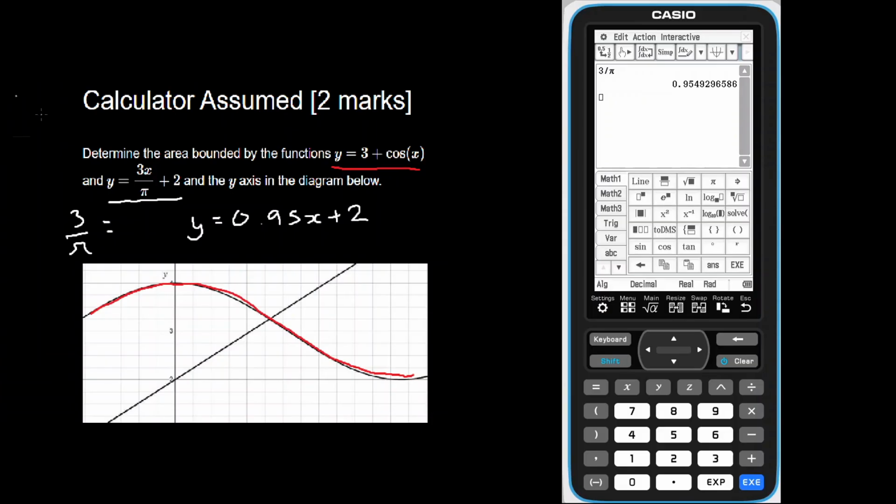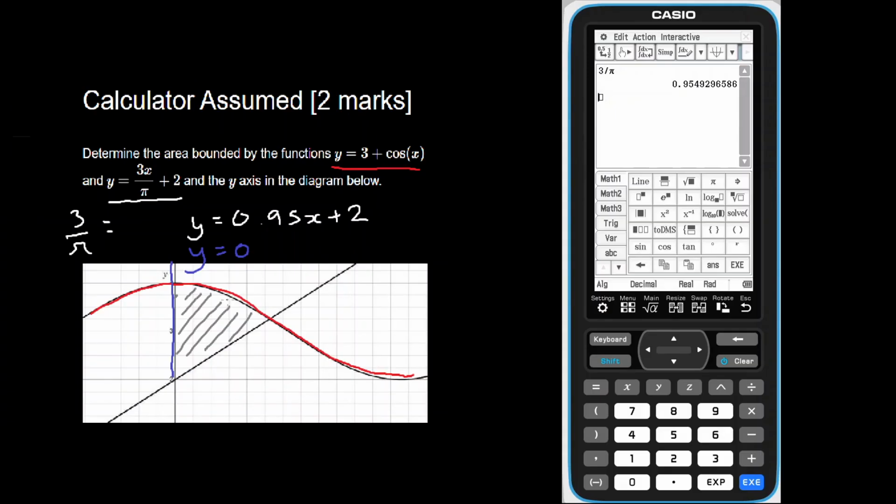Now this says determine the area bounded by the functions y is equal to 3 plus cos x, that one in red, and then this other one in black. The area we're interested in is this area in here, because it says it's bounded by the y-axis. So I'm going to put the y-axis in blue-purple. That's the y-axis, that's x is equal to 0. And so we've now got to find that area.